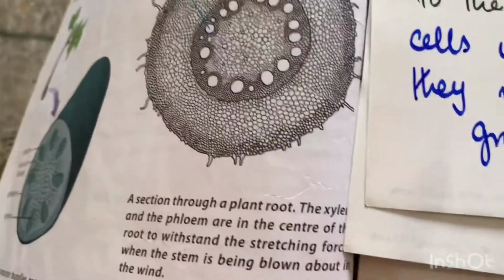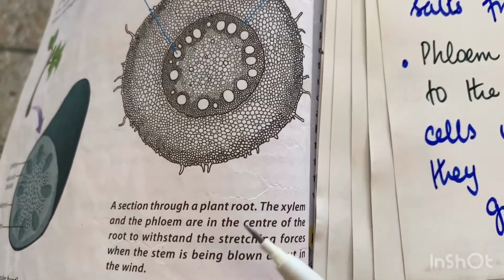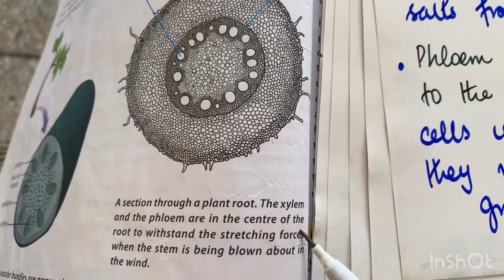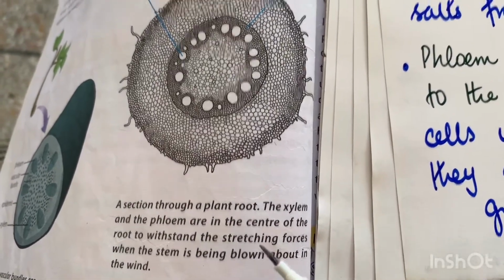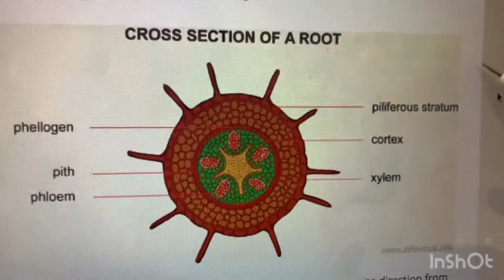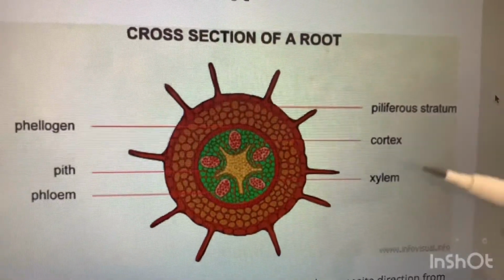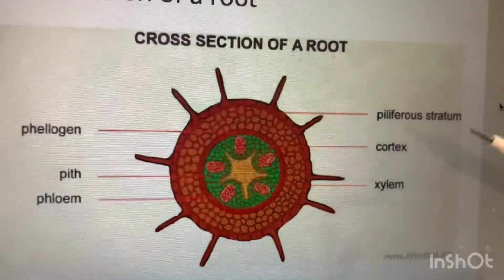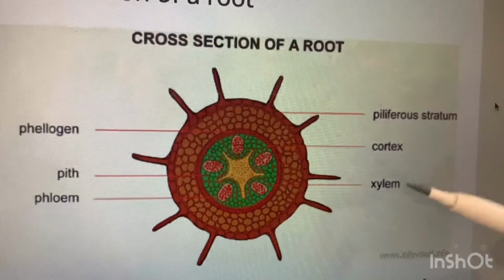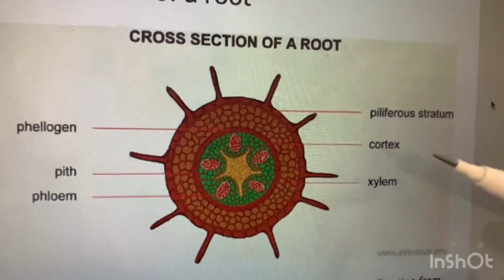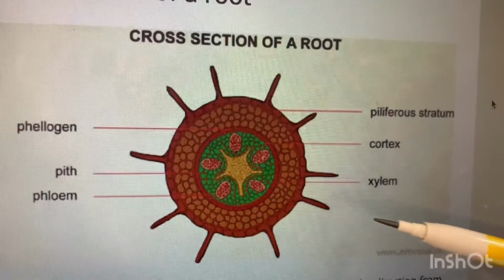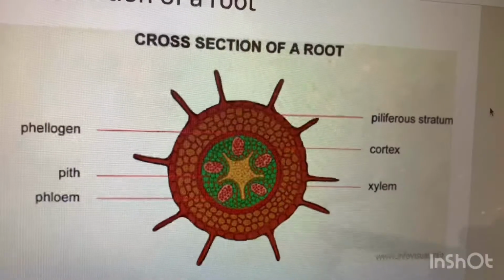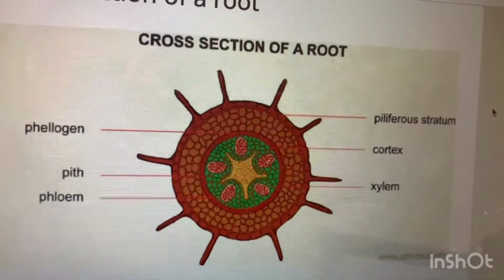If we see a section through a plant root, the xylem and phloem are in the center of the root to withstand the stretching forces when the stem is being blown about in the wind. See a cross section of a root, we have parts like xylem, phloem, cortex, pith, phellogen and piliferous stratum. So let's see one by one what their functions are and what they do. The root is the axis of the plant which grows in the opposite direction from the stem, maintains the plant in place and absorbs nutrients.